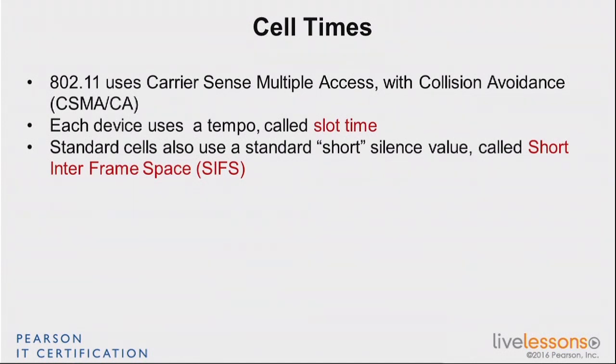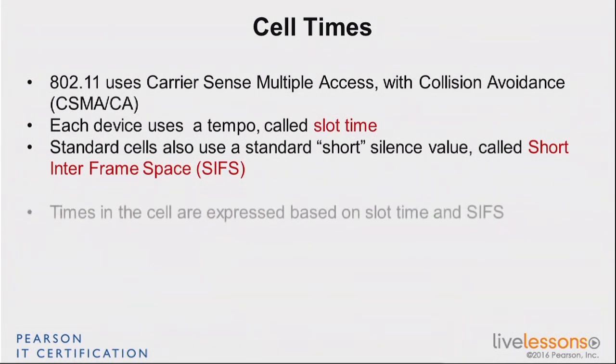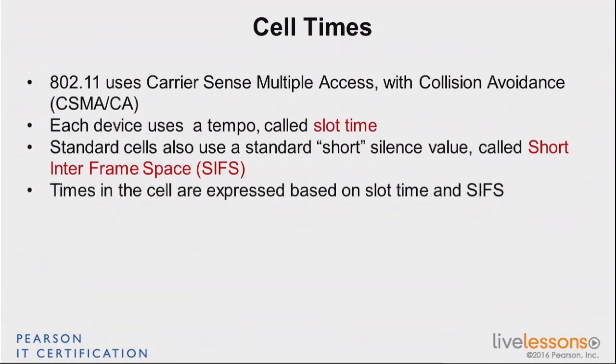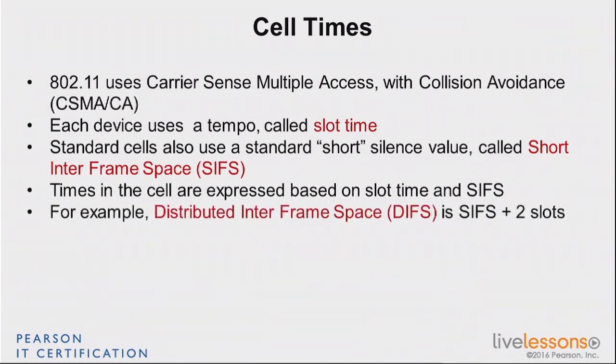And then there is this slot time. Everything else, all other times in the cell, are going to be derived from these two, the slot time and the SIFS. For example, in a normal communication, after somebody has sent, the next person to send is going to wait a time which we call the DIFS, distributed interframe space. And that DIFS is basically one SIFS plus two slot times. We will come back to that DIFS because it's very important as well. But for now, keep in mind that every time calculation in the cell is going to be derived from a combination of SIFSs and slot times.